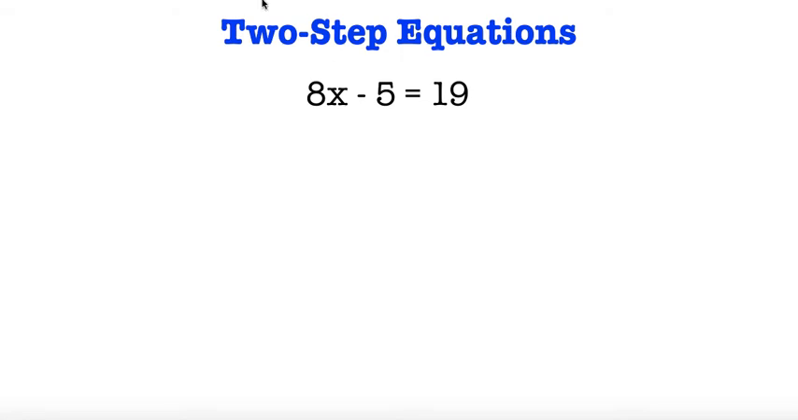So our goal, just like in one-step equations, is to isolate our x. We want to get x by itself so that we could find the value of x. To make this problem a little bit easier, because we want the x by itself, we're going to cover this up so that we could get rid of the minus 5. So don't do anything with the 8x. We want to leave that alone because we want the x to be left.